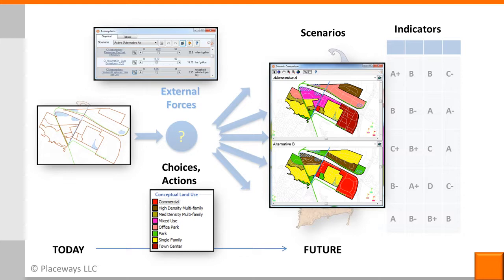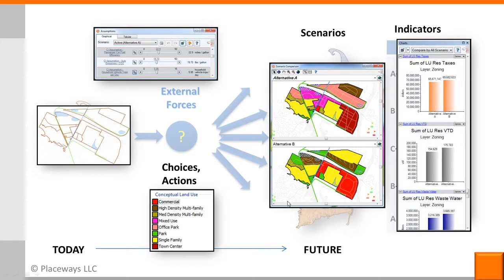Here's the scenario comparison window in CommunityViz. And how do we measure them? Well, we measure them with indicators that are often tabular in nature, but we like to chart because they're easier to see. These charts, for example, are showing 3 different indicators. On the left, one scenario. On the right, another scenario.